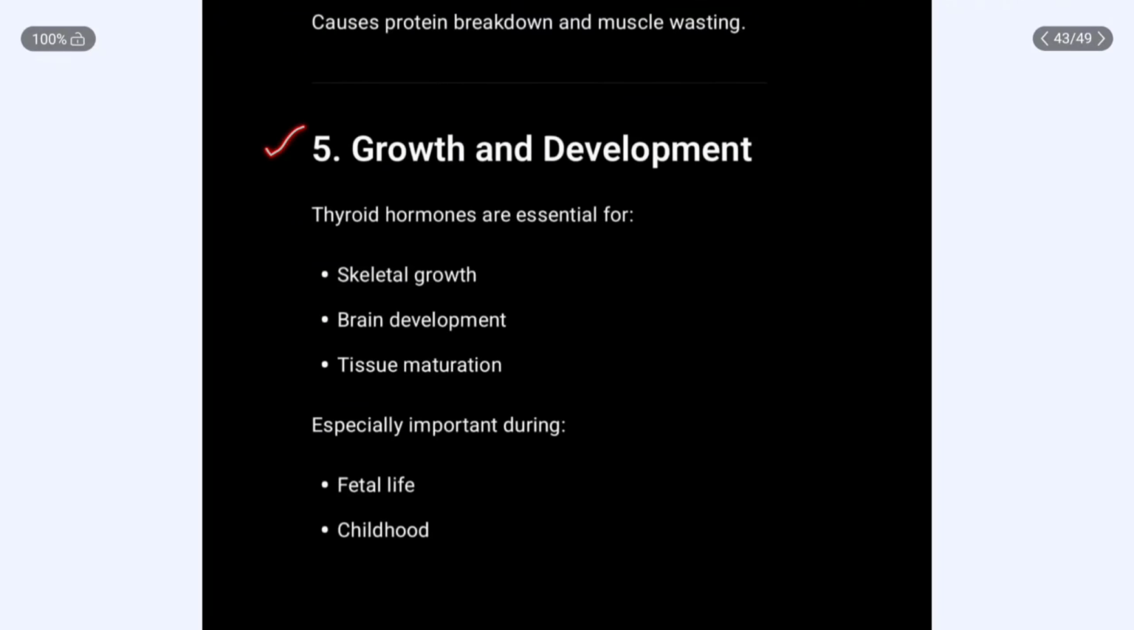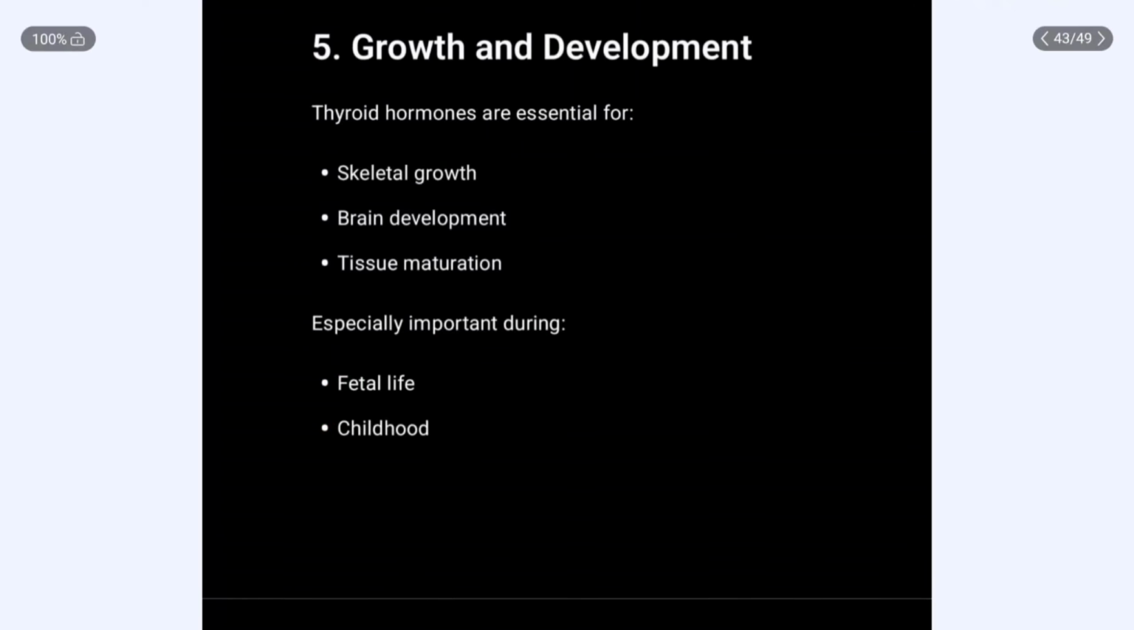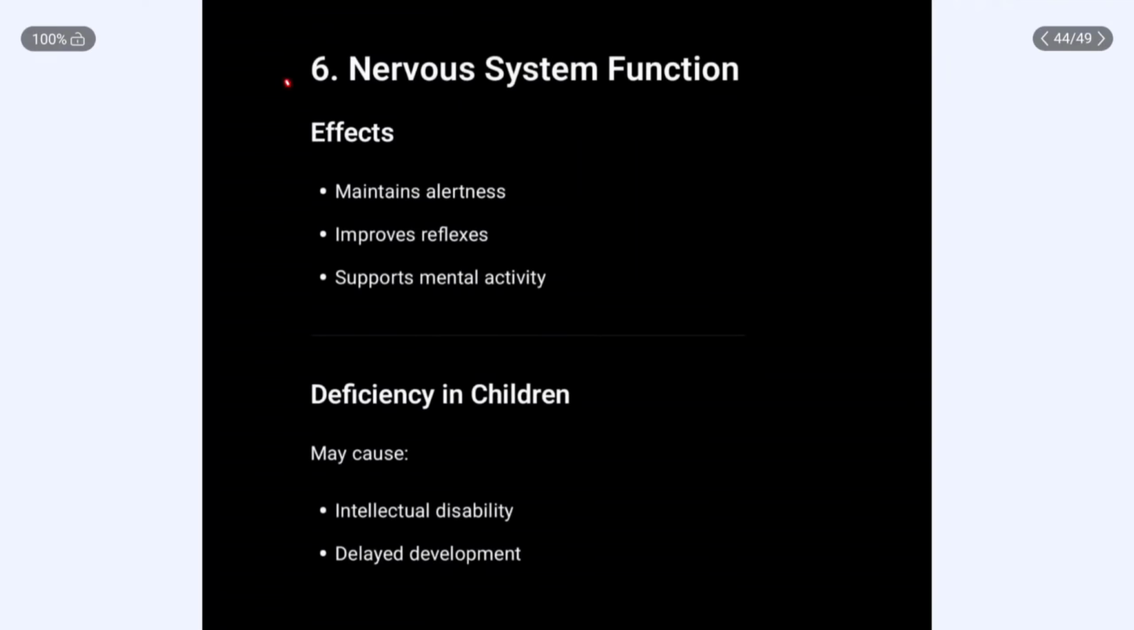Now, growth and development. Thyroid hormones are essential for skeletal growth, brain development, tissue maturation, especially important during fetal life and childhood. So, thyroid hormone is important for growth and development of the baby or the fetus. Nervous system function. It maintains alertness, improves reflexes, supports mental activity. Deficiency in children may cause intellectual disability and delayed development.